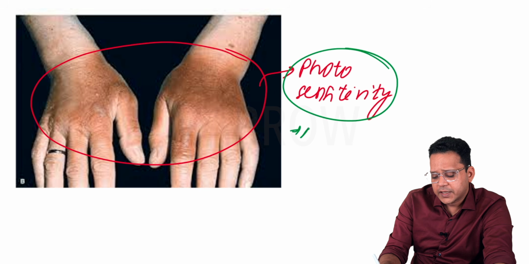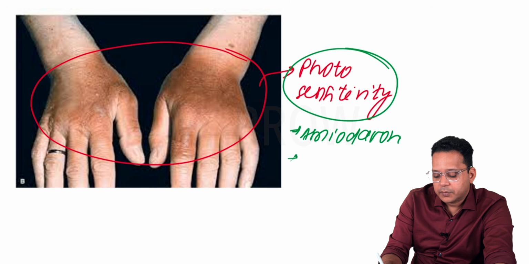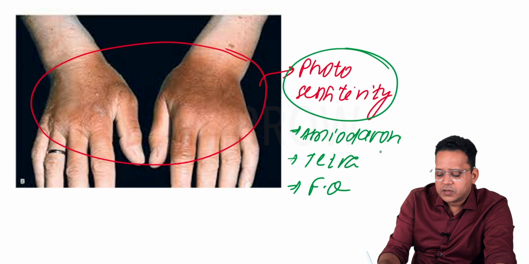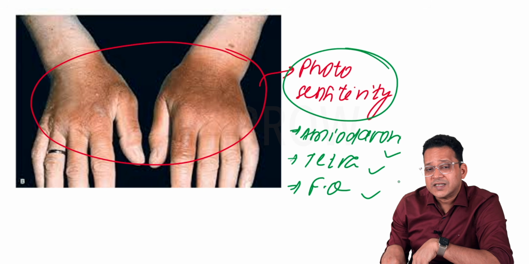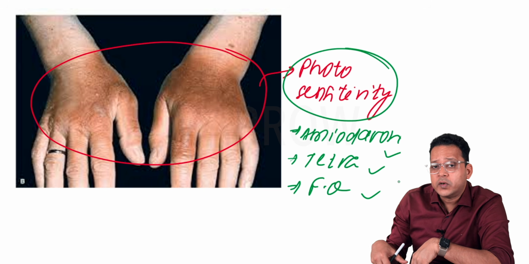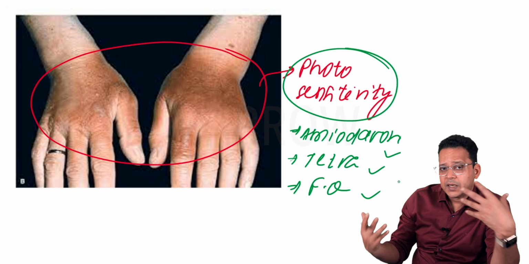What are the common drugs that can cause it? It can be caused by amiodarone. It can be caused with tetracyclines. It can be seen with fluoroquinolones. These are some of the common causes. So when I know that these drugs will cause photosensitivity, what I would ask the patient is to avoid sunlight, cover up, apply sunscreen.